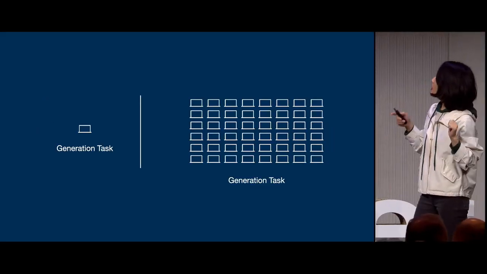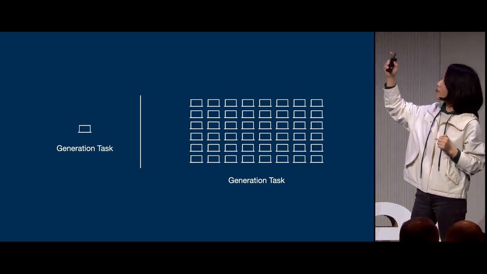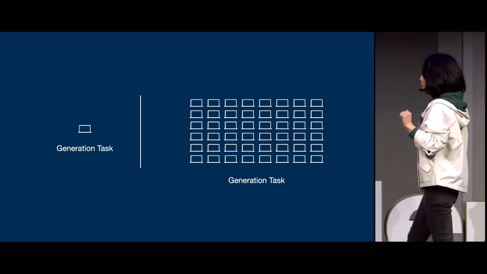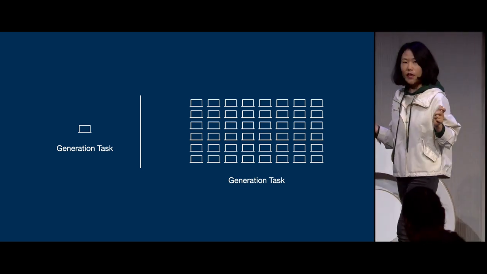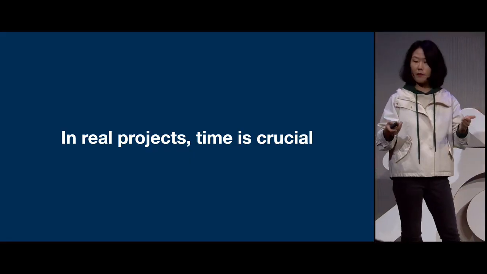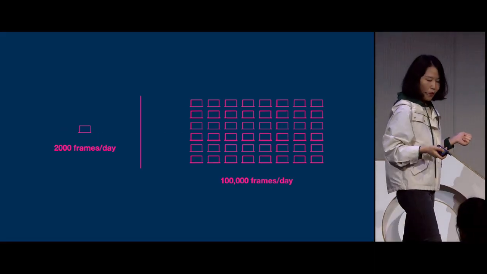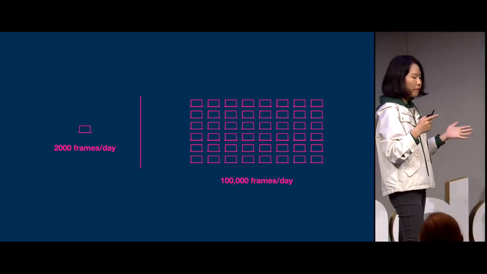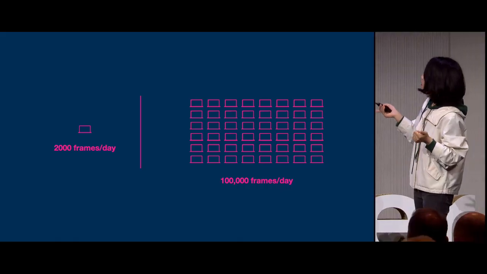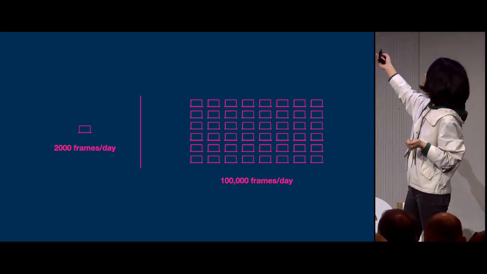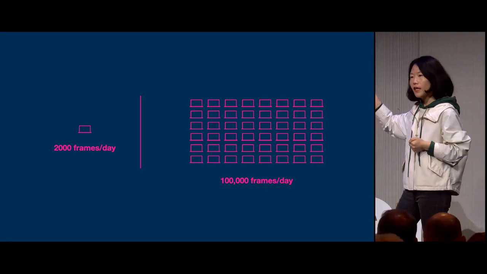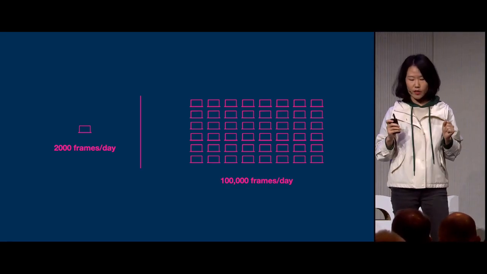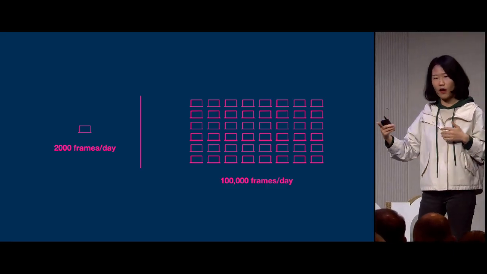The same way we are doing the generation task within one computer, we can also do it on 1,000 cloud computers, because in a real project, time is crucial. So with this cloud generation, we can scale our generation process from 2,000 frames per day to like 100,000 frames per day. This is definitely not the limit of cloud generation, but this is enough for our own project.